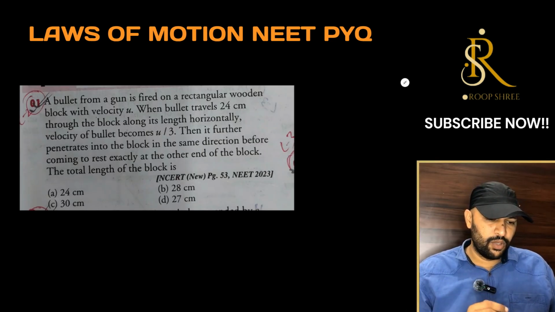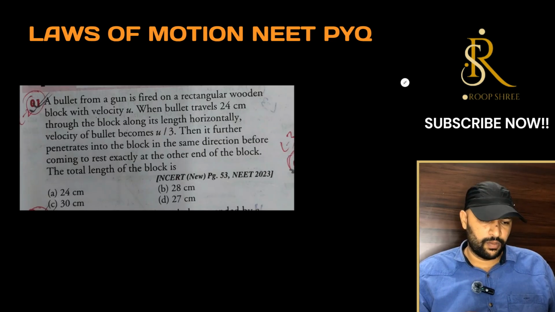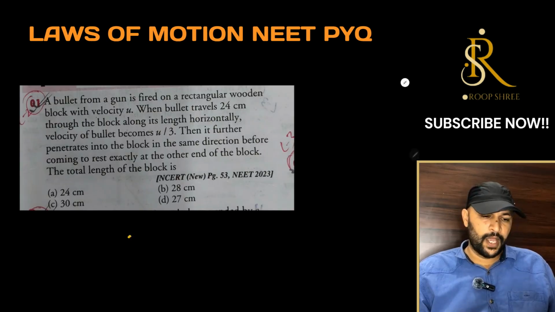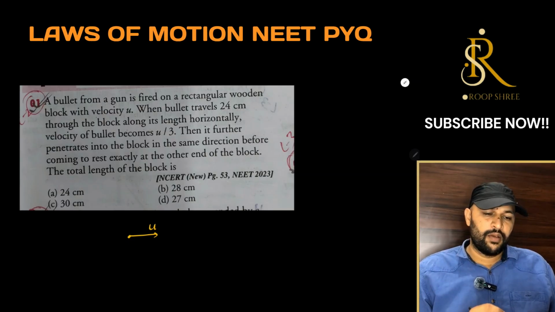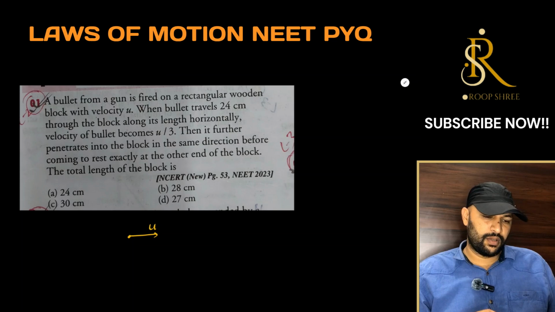It says a bullet from a gun is fired on a rectangular wooden block with velocity u. So let's say this is a bullet and it is fired in this direction with the velocity u. u is the initial velocity. When the bullet travels 24 centimeter through the block along its length horizontally, the velocity of the bullet becomes u by 3. Then it further penetrates into the block in the same direction before coming to rest exactly at the other end of the block. So the question says, while I'll explain this part, you have to find the total length of the block.